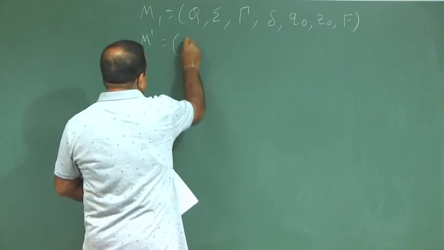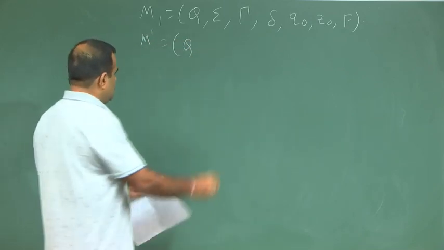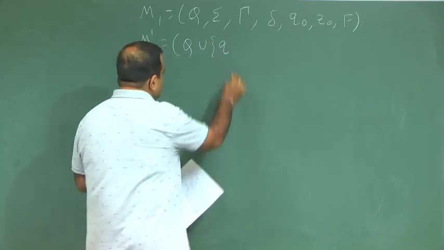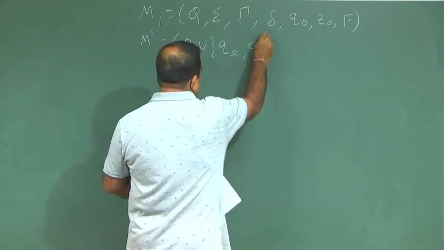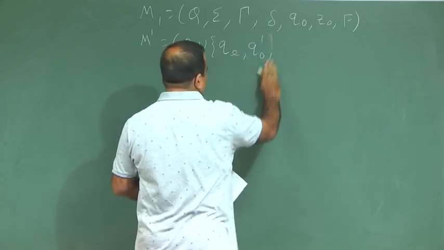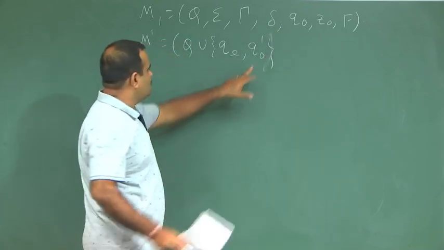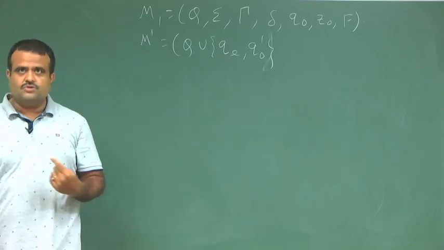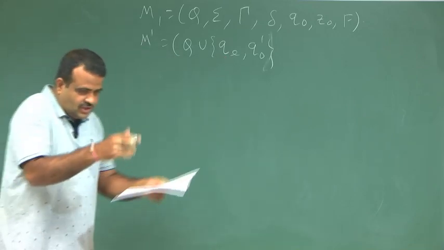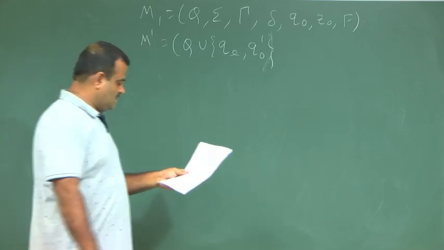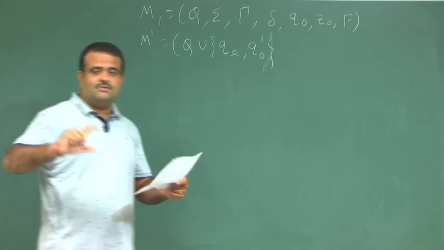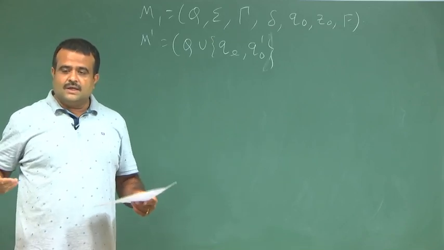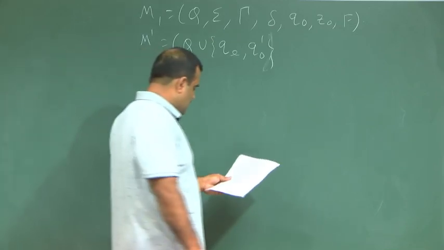So this is basically Q of M prime, and we will take help of two extra states. One is the new starting state for this automaton, and the other is the state which we are going to use for reaching the final state. Once we reach the final state, we will keep hopping there and keep on erasing the stack. So we will do that.